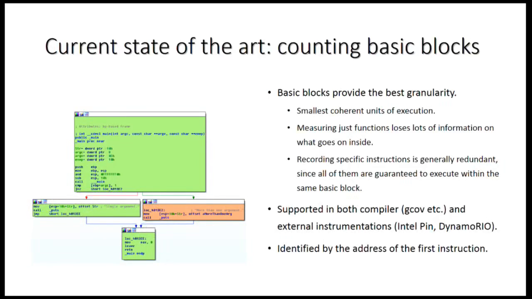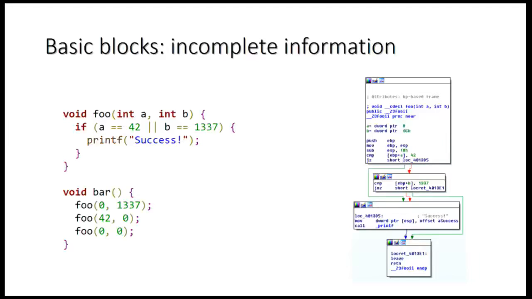So yes, the current state of the art is just counting basic blocks, and it's a reasonably good approximation because they have quite good granularity. We shouldn't really measure instructions typically, because this is redundant information. So we can measure the code coverage of basic blocks using compiler instrumentation such as gcov or external instrumentation such as Intel Pin and DynamoRIO, and just identify those basic blocks by the address of the first instruction. But the problem with this approach is that we could still be missing some information.